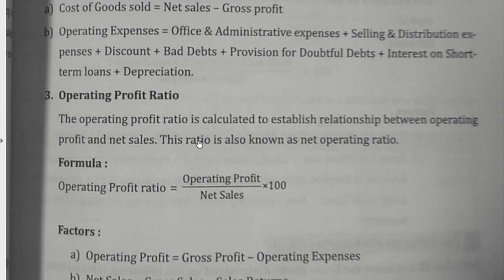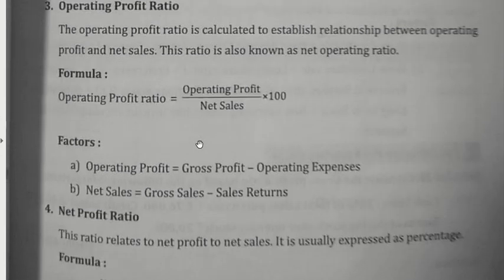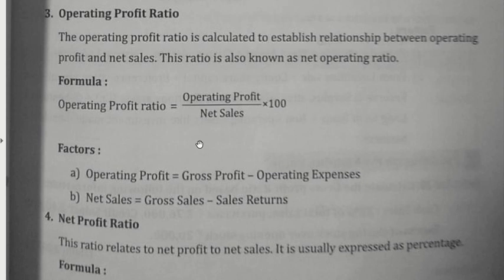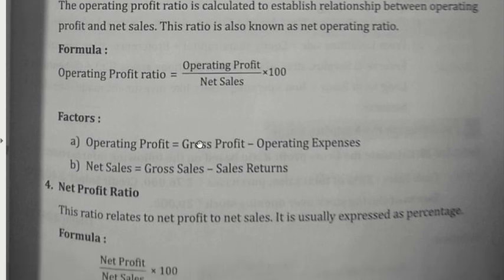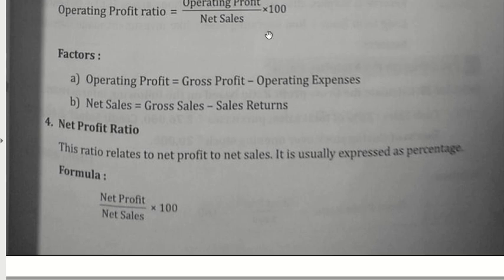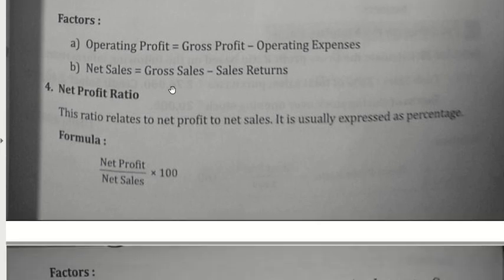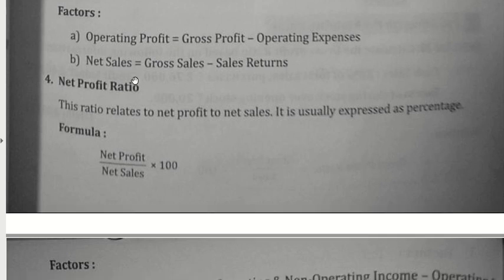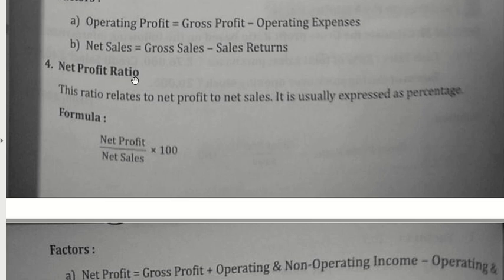Next is your operating profit ratio. Operating profit ratio is calculated in order to find the relationship between the operating profit and net sales. The formula is operating profit divided by net sales into 100. How do you calculate your operating profit? Gross profit minus your operating expenses. Your net sales is gross sales, that is your total sales, minus your sales return.